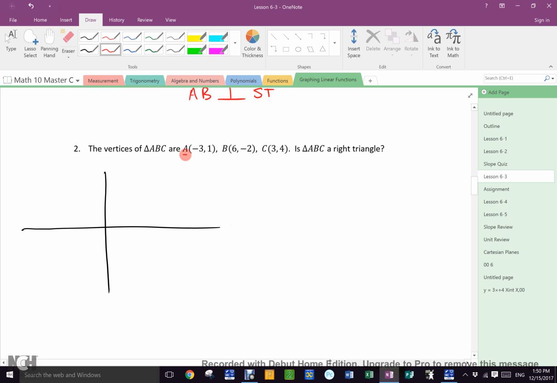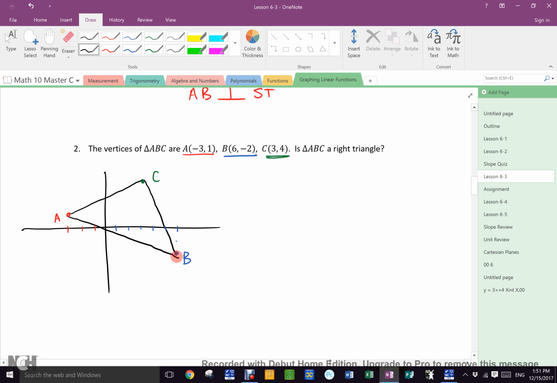Where does point A live? Negative 3, 1, 2, 3, and up 1. Everyone agree? Where does B live? 2, 3, 4, 5, 6, 2. There's B. Everyone agree? And where does my good friend C live? And now we're going to connect them. It does make a triangle.